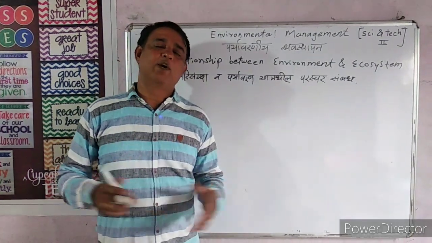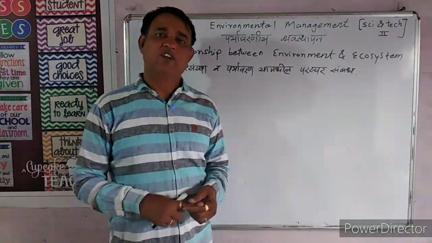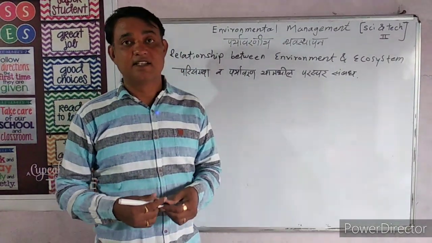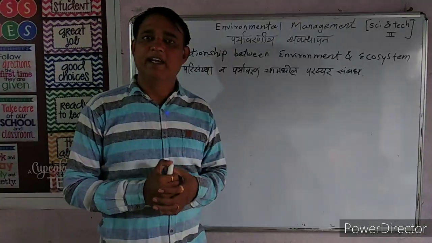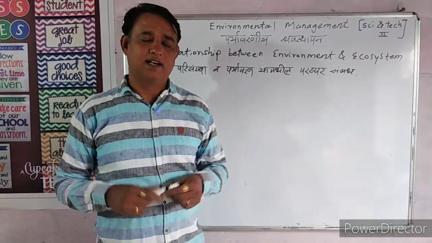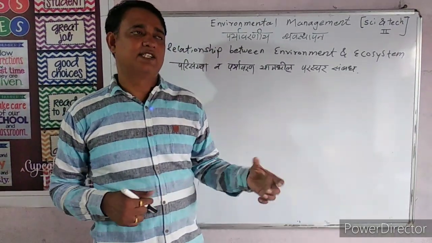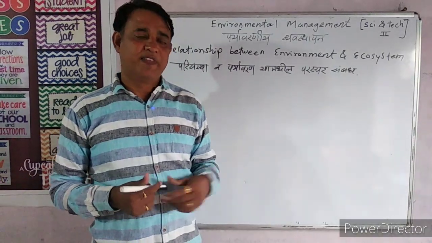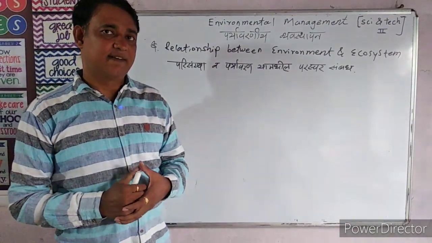Students, environment is a very broad concept. It consists of biotic factors, abiotic factors, biological factors, and all that is considered environment. In short, environment is the surroundings around us. That is called environment. An ecosystem is a particular ecosystem of that region. In an ecosystem also, biotic and abiotic factors are there.